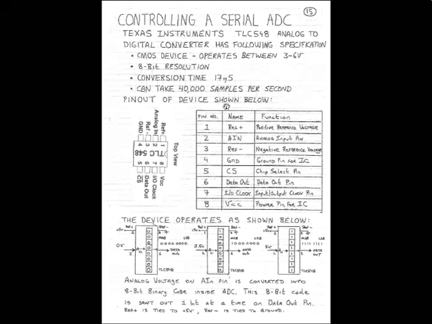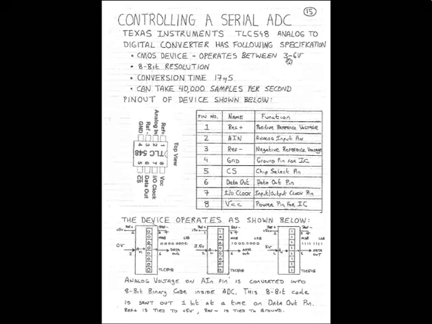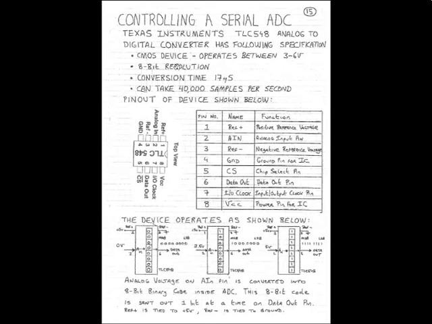What it does is it takes an analog signal on its analog input pin and converts it into binary ones and zeros. It converts it into an 8-bit binary number, a number between 0 and 255. A couple of things to be aware of about this device. First of all, it's a CMOS device. That means generally it's going to be powered up to 5 volts, but it can operate anywhere between 3 volts and 6 volts. It's got 8-bit resolution.